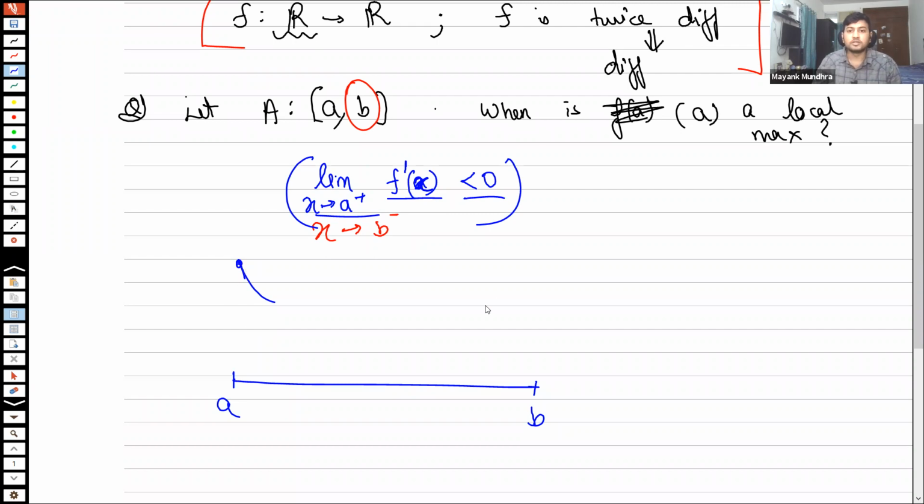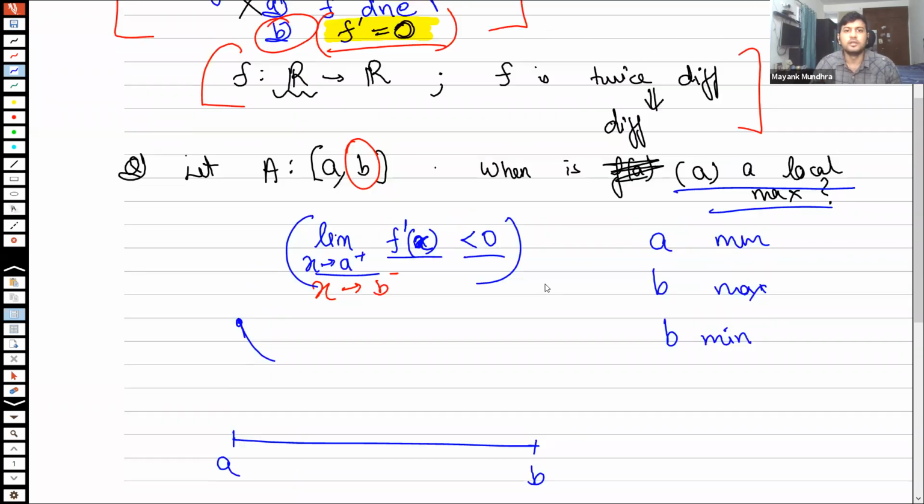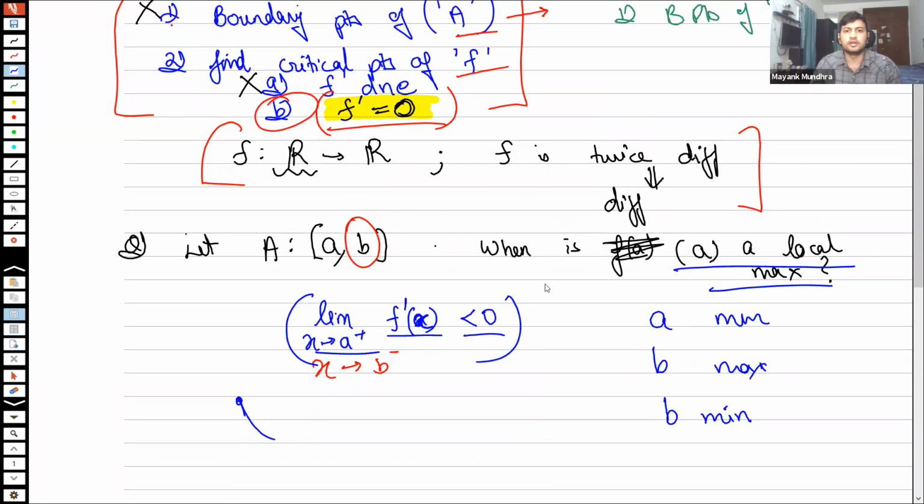So you can draw a graph and derive all the conditions for A being a local maxima, A being a local minima, B being a maxima, and B being a minima. I'm not going to give you all those conditions. You can just draw a graph in the exam and figure it out, right? It's not that difficult. Let's come to the critical point.